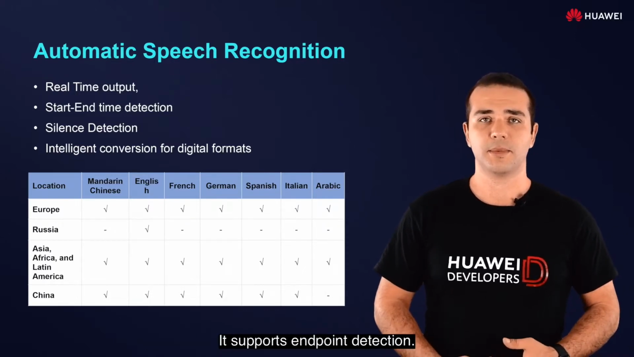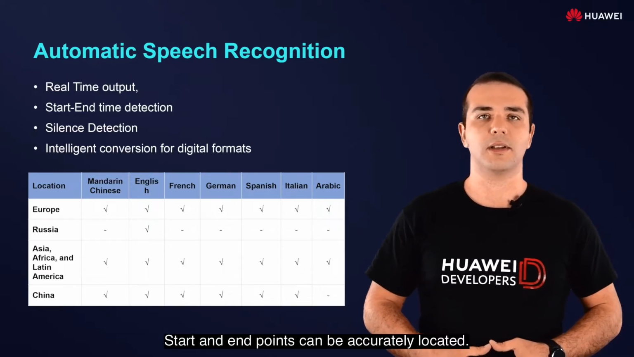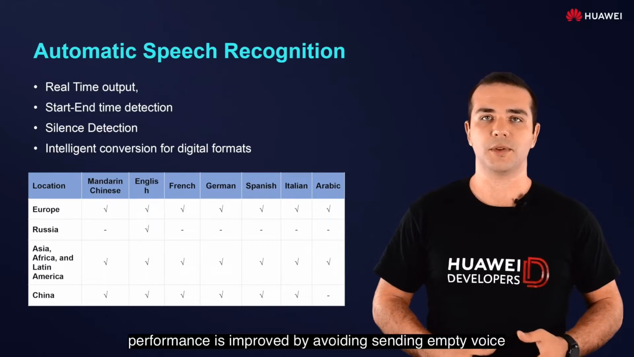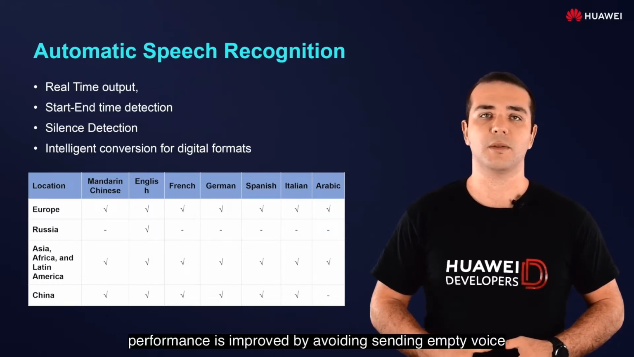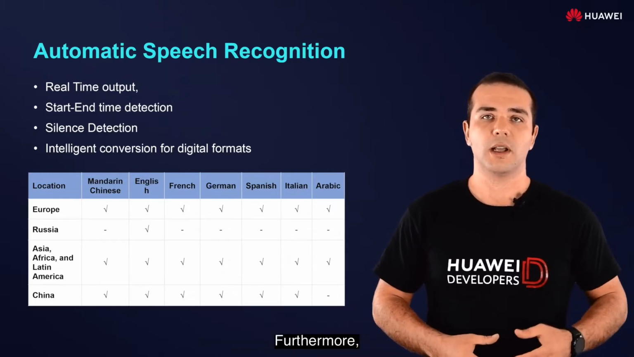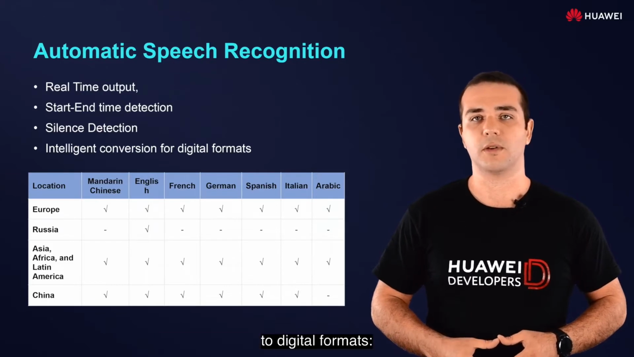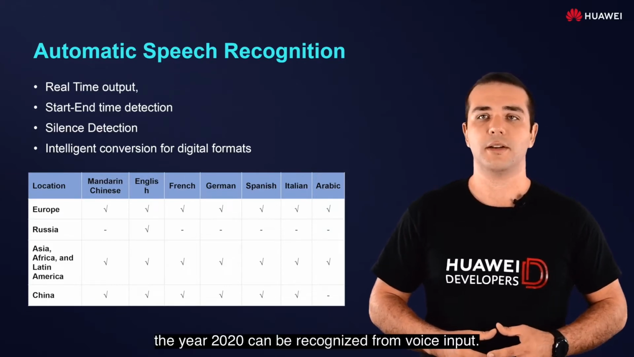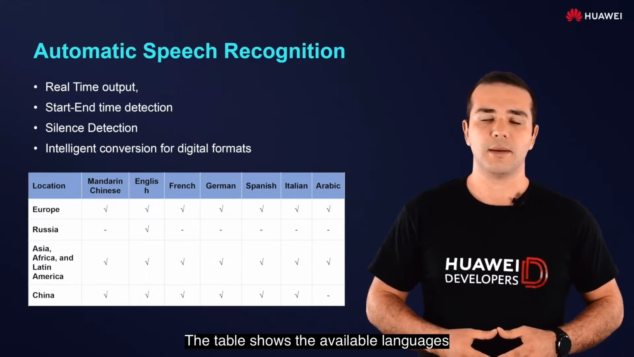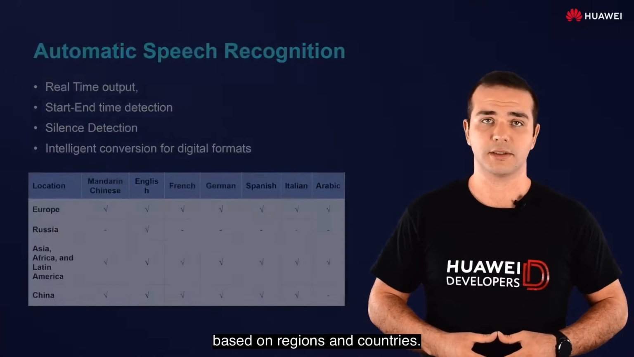Automatic speech recognition has real-time result output, and it is available with and without Speech Pickup UI. It supports endpoint detection. Starts and endpoints can be accurately located. With silence detection feature, performance is improved by avoiding sending empty voice packets for silent parts of the voice. Furthermore, it empowers your app with an intelligent conversion to digital formats. For example, the year 2020 can be recognized from voice input. The table shows the available languages based on regions and countries.